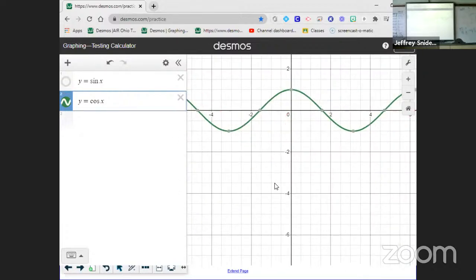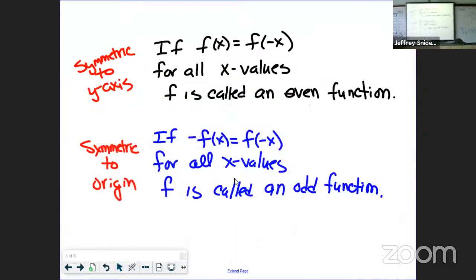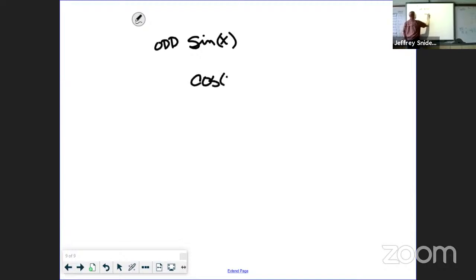Is cosine an even or an odd function? It's even. Why? Because it's symmetric to the y-axis. So right now, we know that sine is an odd function and cosine is an even function. We're going to a new page here. So sine of x is odd and cosine of x is an even function.